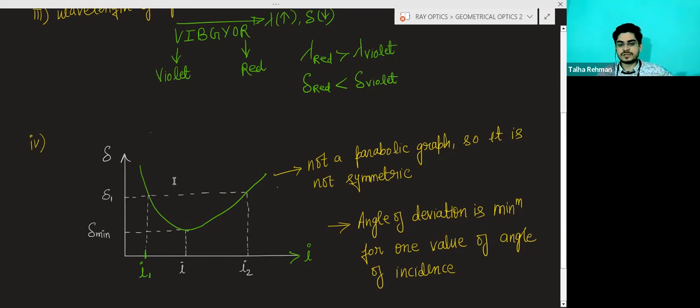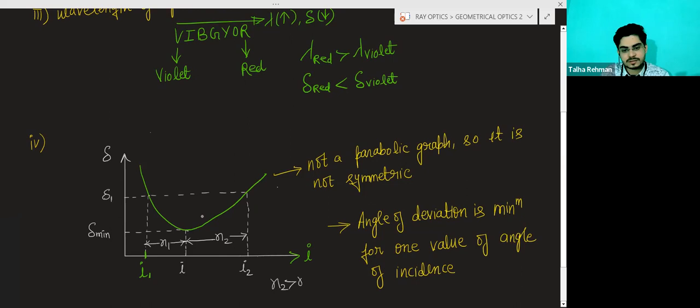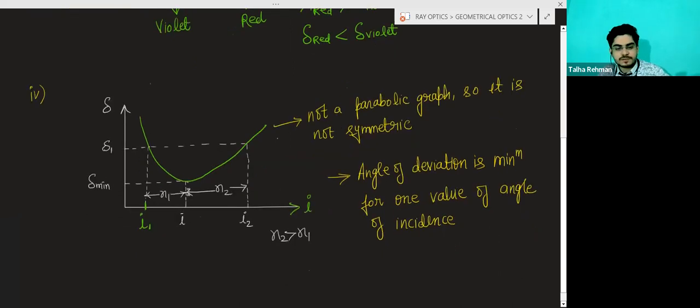And remember, this graph is not a symmetrical graph. This is not a parabolic graph. If you take this distance, suppose x1, and this x2, you will find that x2 will be greater than x1. So it is not a parabolic graph, so it is not symmetric. You can see there is only one angle of incidence for which the angle of deviation is minimum. This graph we draw when we do the experiment.